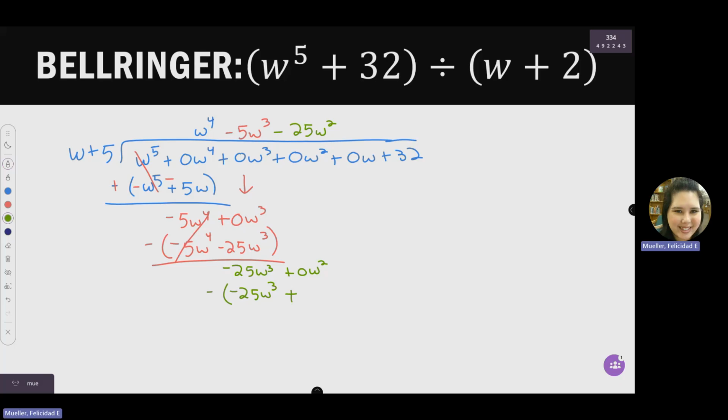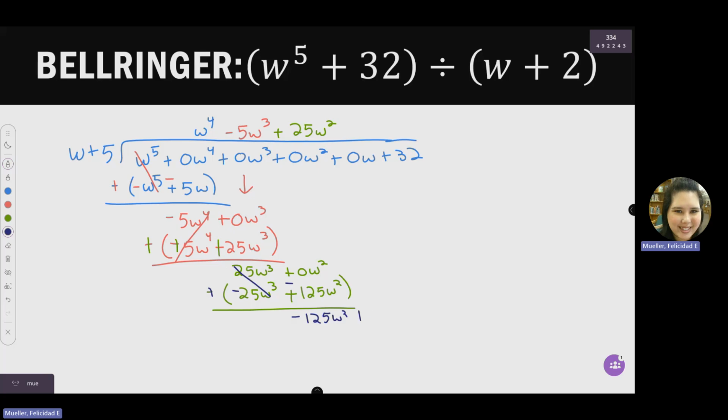This is going to be a plus. This is a plus. So this is a plus. Oh no, it is a minus, but becomes a plus when we flip those signs. So if I go in and I flip these, it becomes a plus. So this is going to be a plus 125. All right, so we go in, flip our signs, and we get negative 125w squared.